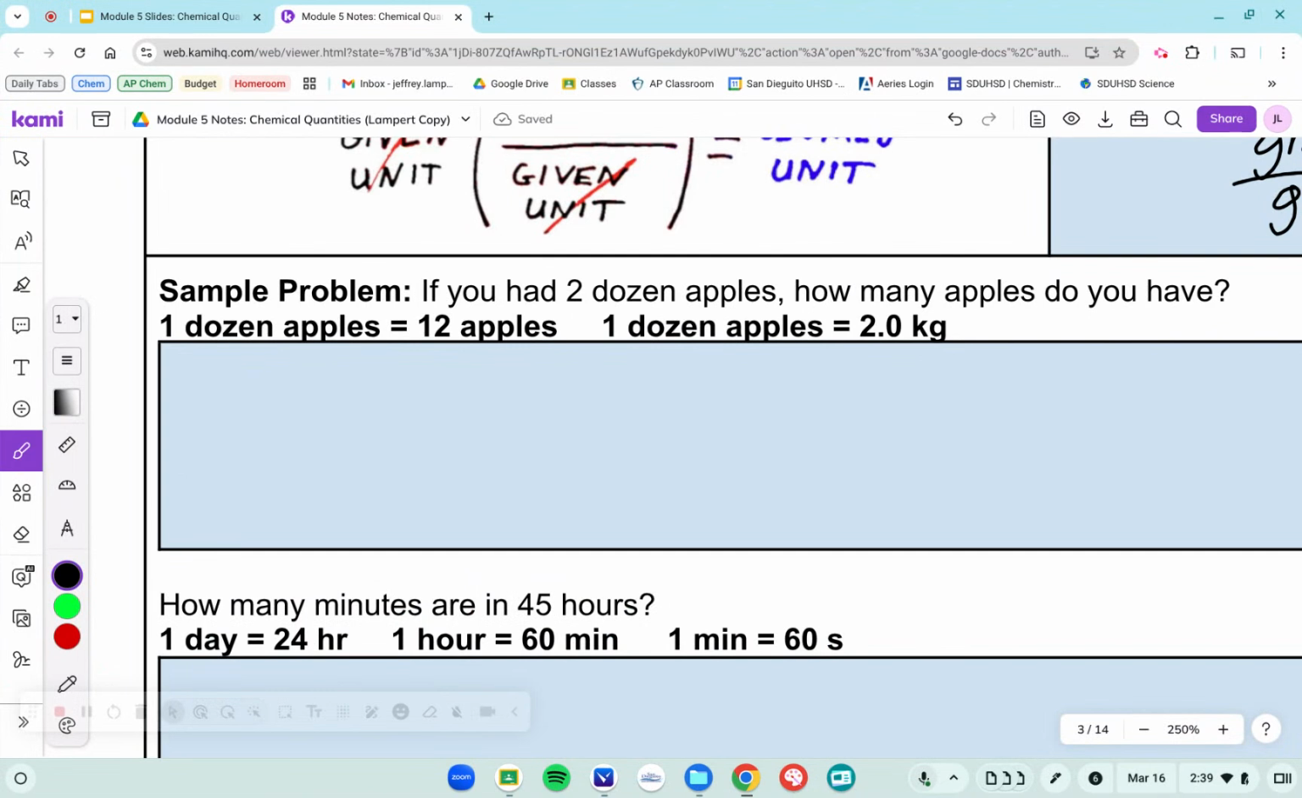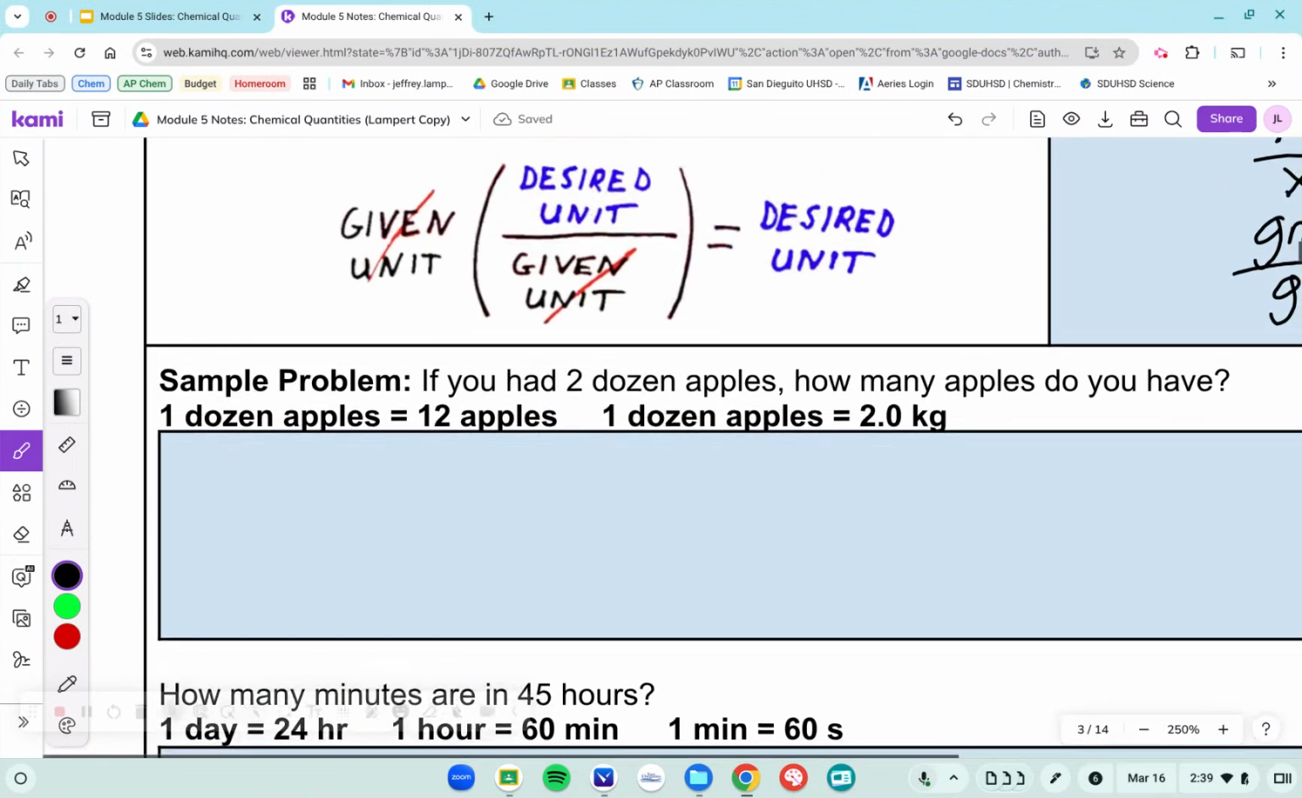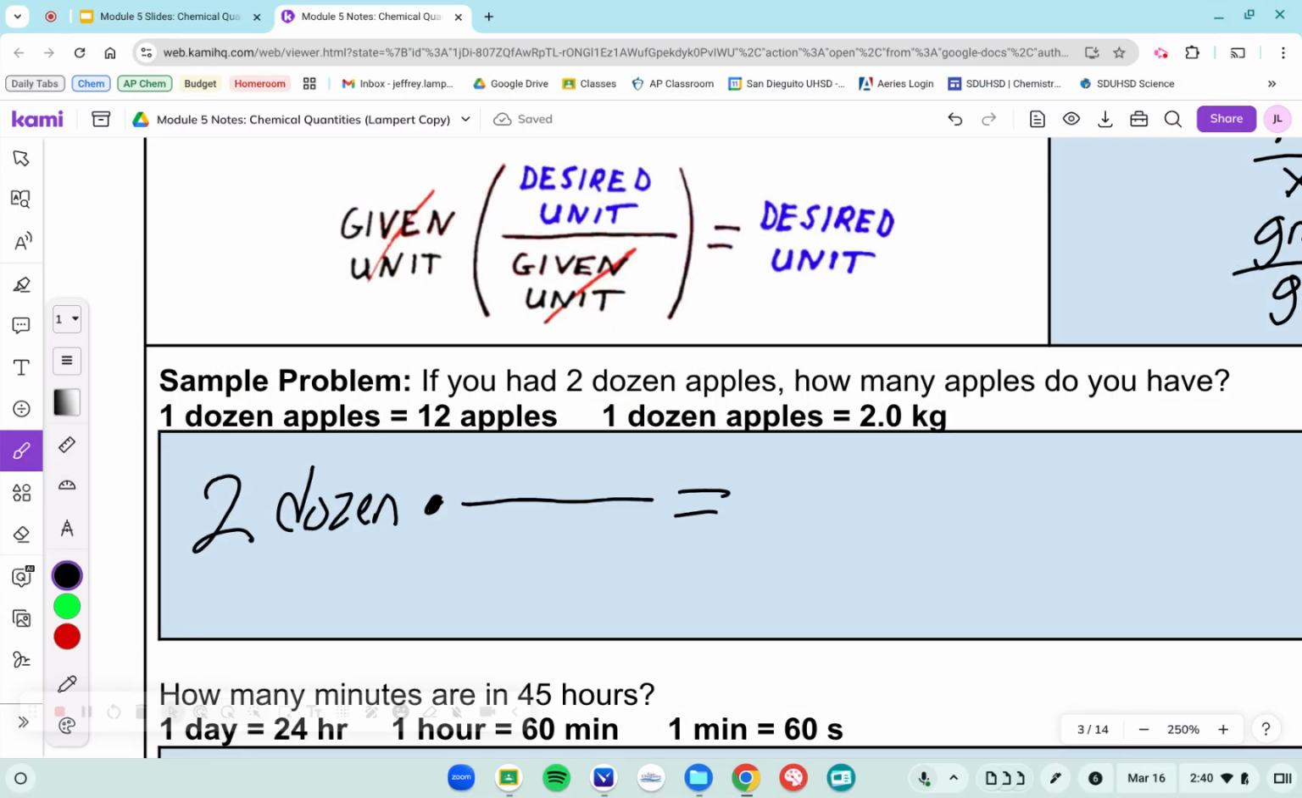Okay? So starting off, just like we said before, I'm going to take whatever I'm given first. So in the problem, it tells me I have 2 dozen. So that's what I'm given. Now, every time you do a problem where you're converting from one unit to another, you're going to end up writing a dot, a line, and an equal. So if you ask, how do you do this problem, and I say, do a dot line equal, what I'm saying is do a unit conversion.